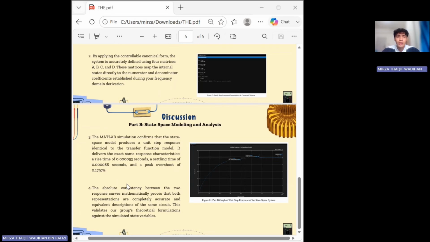And fourth, this perfect match between the two graphs proves that our math and transformation are completely correct. It shows that whether you use the classical transfer function or the modern state space method, both ways are mathematically equivalent and perfectly describe how the circuit behaves in real life. So that's all from me.